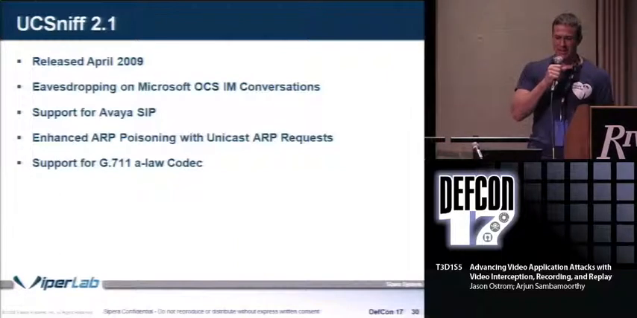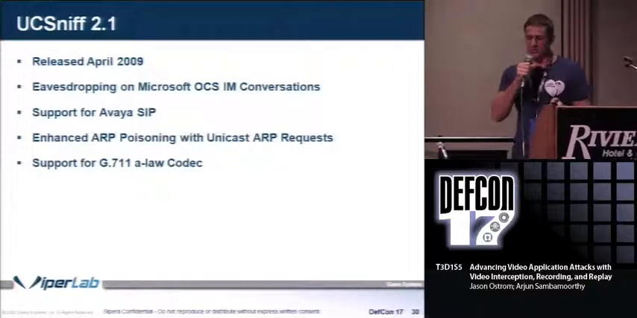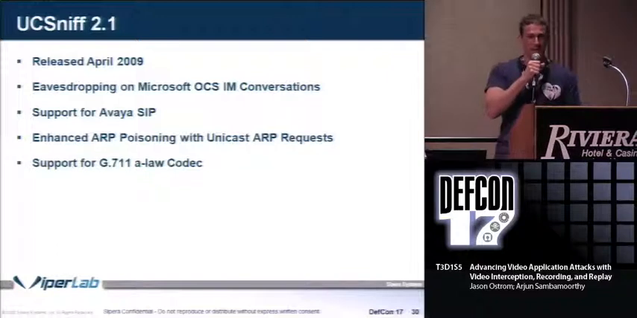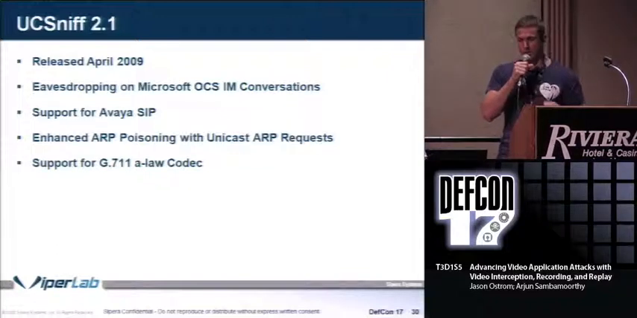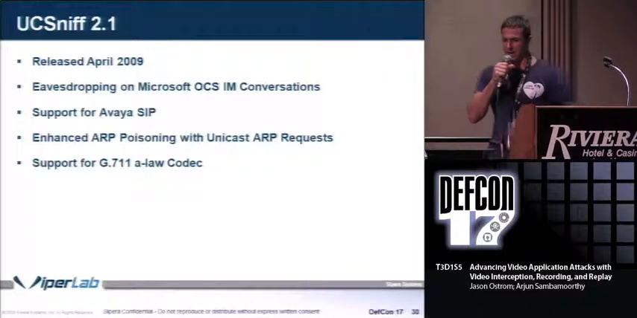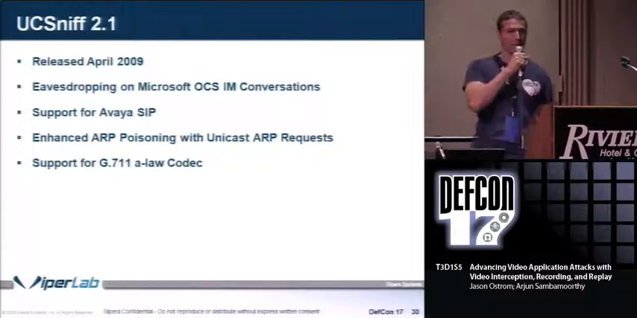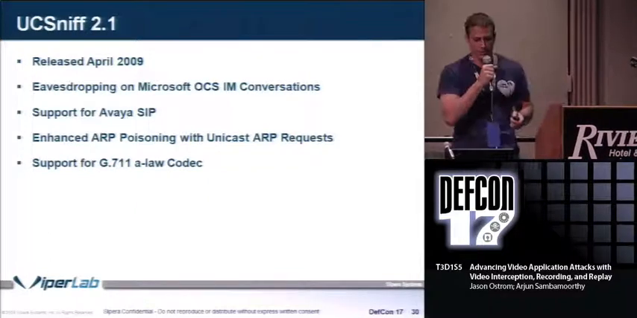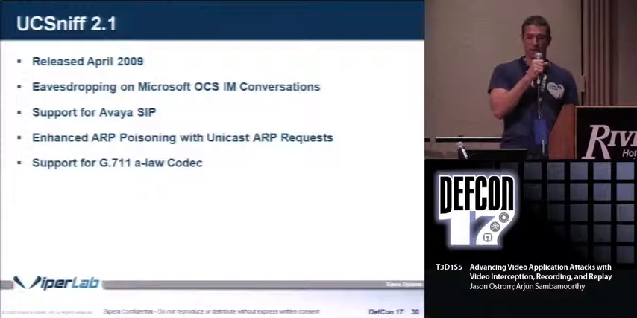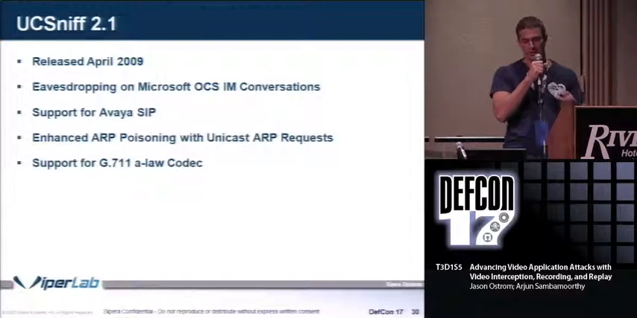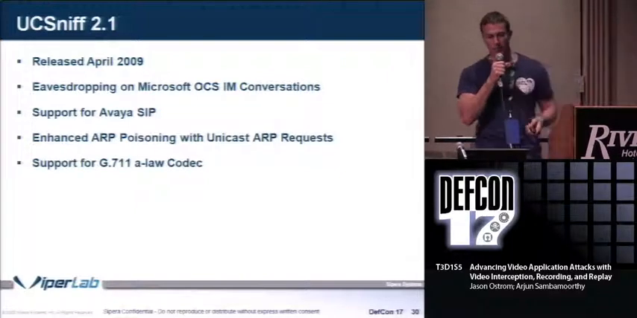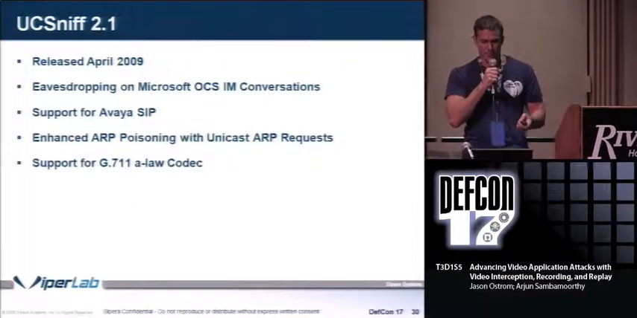In April 2009, we released another version that could eavesdrop on Microsoft OCS IM conversations because they use the SIP SUBSCRIBE message. We have support now for Avaya SIP as well. We stress tested that in our lab. We've actually enhanced the ARP poisoning with unicast ARP requests. We're going to talk about that in a second. And now we have support for the G711 A-law codec.